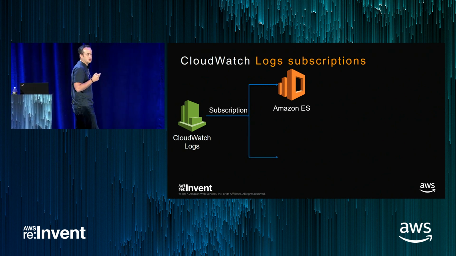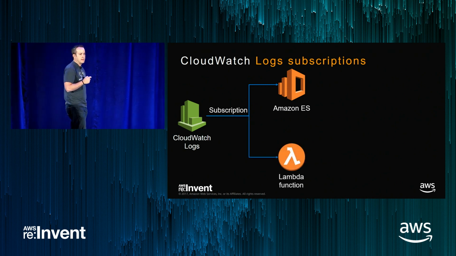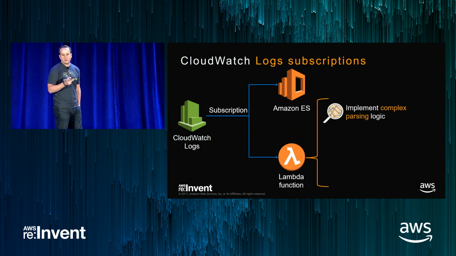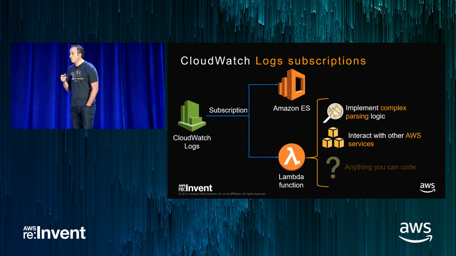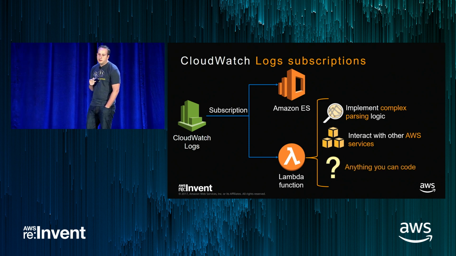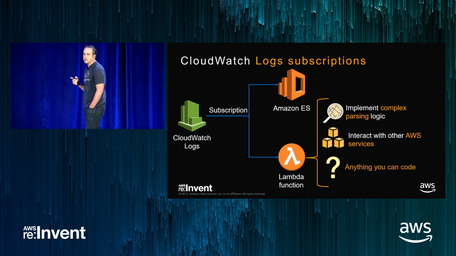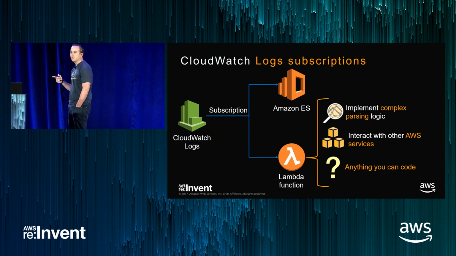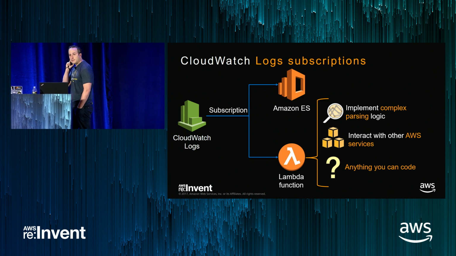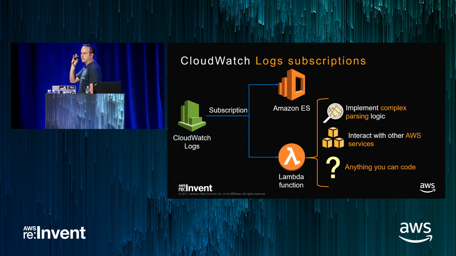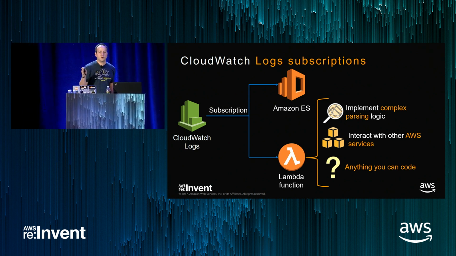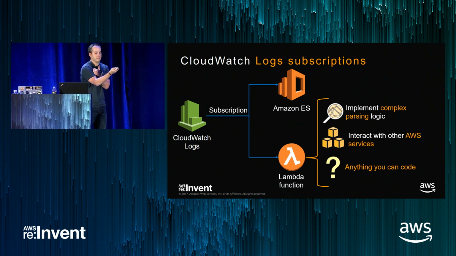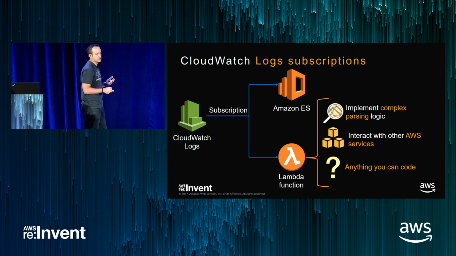You can also subscribe that log to a Lambda function. The reason why you might want to do that is if you want to implement complex parsing logic before creating your metrics, that might not be easy enough to do on the metric filters. So let's say you have several values, but you want to create a specific custom metric that will do calculations based on those values to generate a final value. So you might want to use a Lambda function for that.